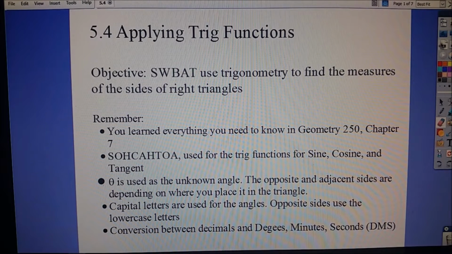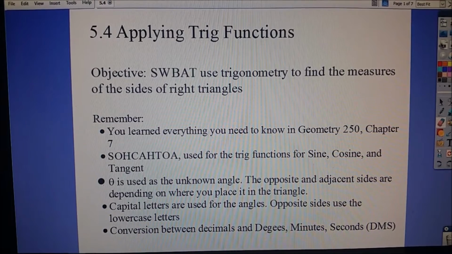So I'm gonna warn you, there's nothing new in this section. You've learned everything you've needed to know in Geometry 250. Chapter 7, that's really where you should have got the bulk of this. You probably did see a little bit of this in Algebra 1 and Algebra 2, but from here on out, I'm going to assume that, from 5.2 and 5.3, you know what you're doing, basically.